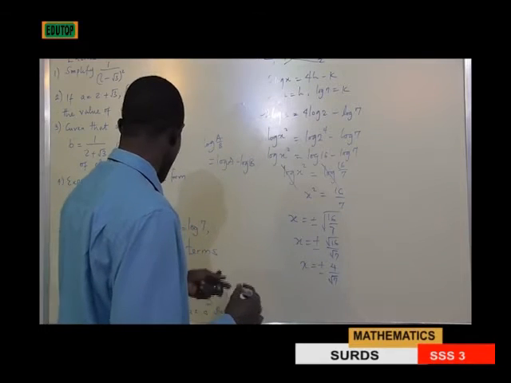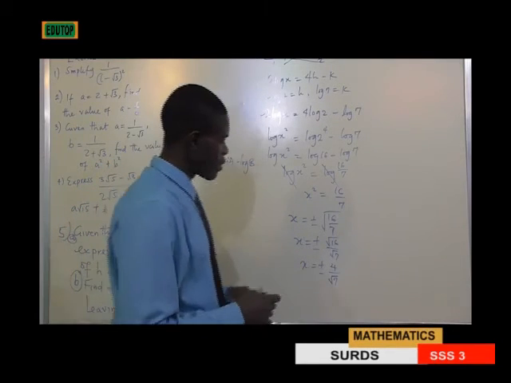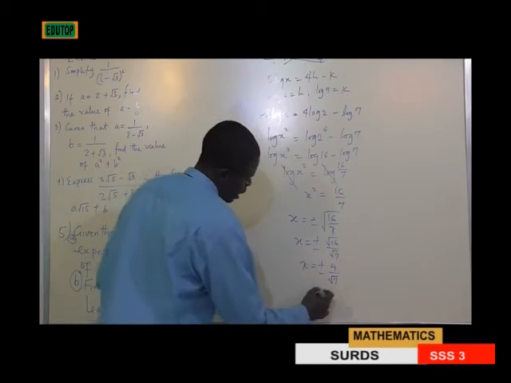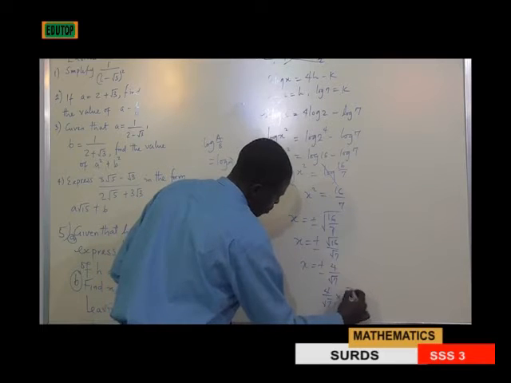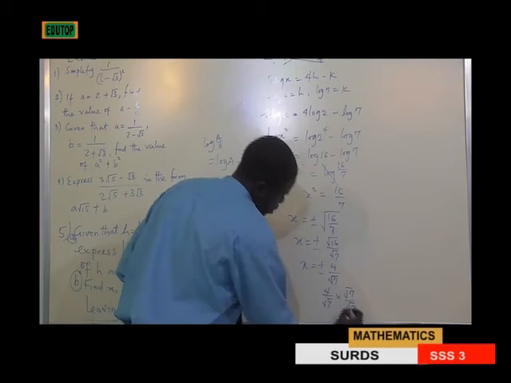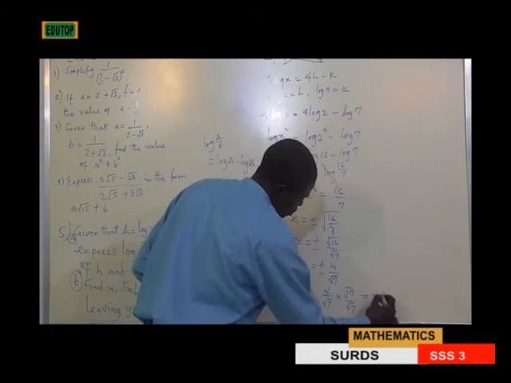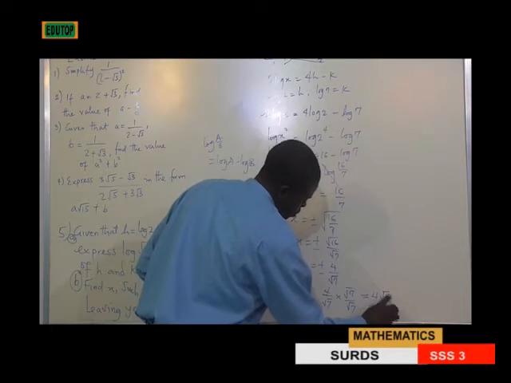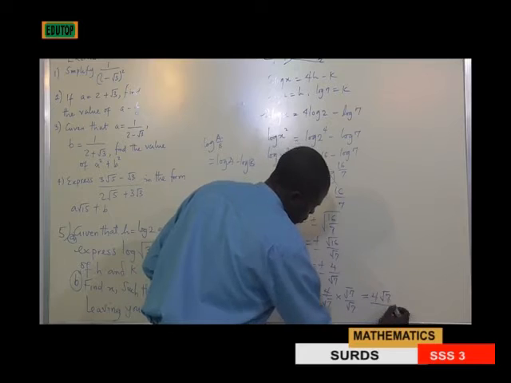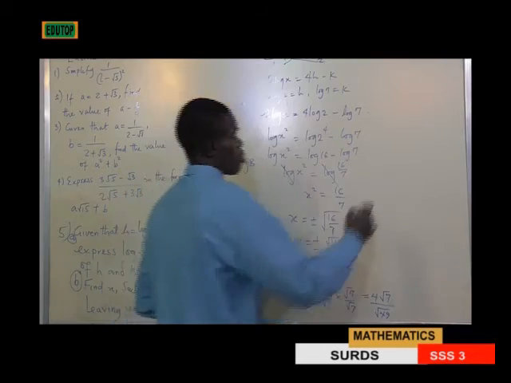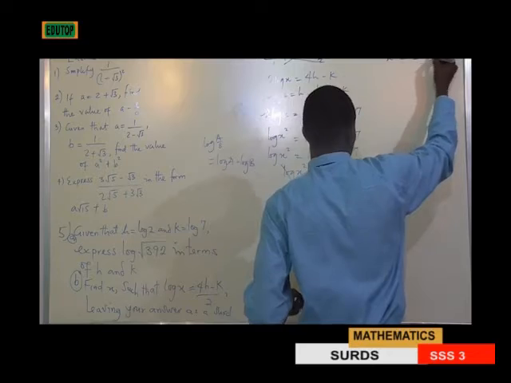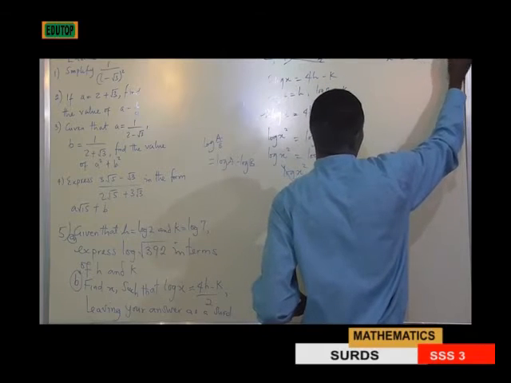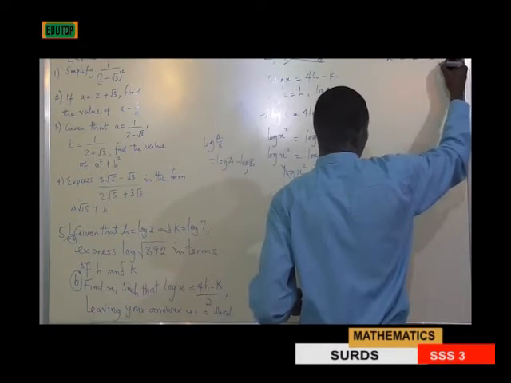And by the concept of rationalization, we can rationalize this. As we are to rationalize this, we just say 4 over root 7 multiplied by root 7 over root 7. Then 4 times root 7 will give us 4 root 7. Then root 7 times root 7 gives us root 49, and root 49 is 7. So our final answer, which is the value of x, will be plus or minus 4 root 7 over 7.